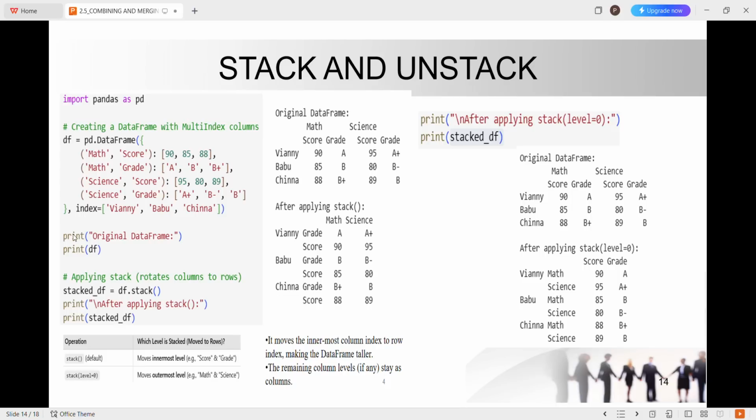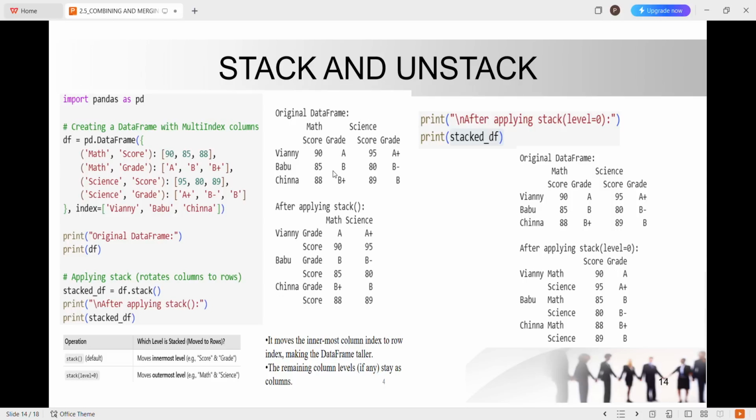When I print the original data frame, it appears like this. Whatever is the name of the person, and the subjects, math and science, for which we are concerned about the score and the grade. So the data frame has been tabulated here. Now we are going to apply the function stacked_df is equal to df.stack. What is the function it is going to do? It is going to convert the columns to rows.